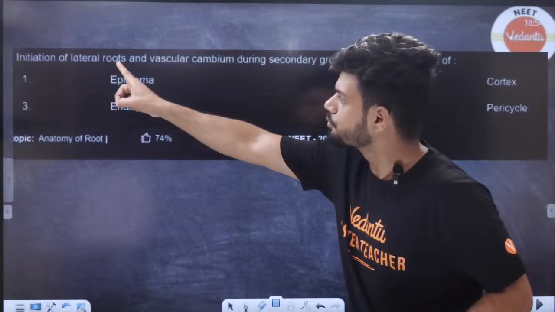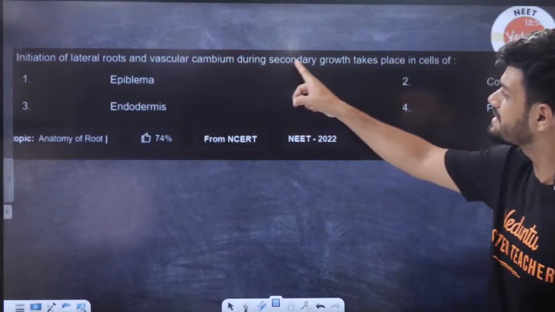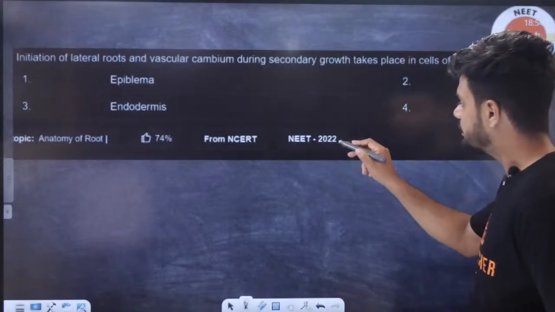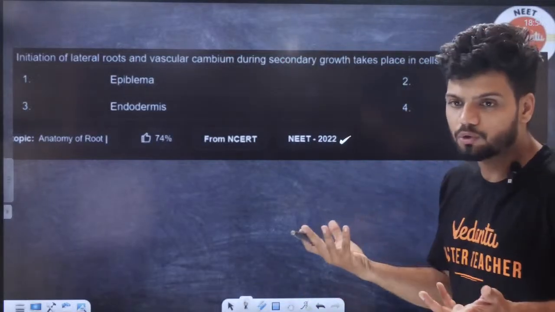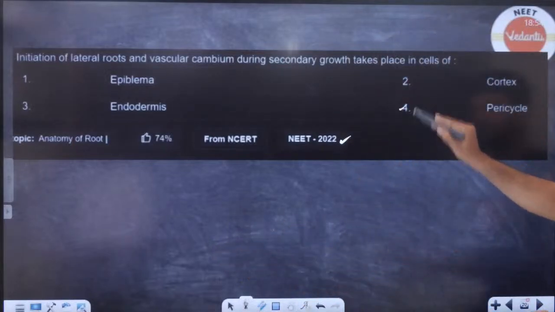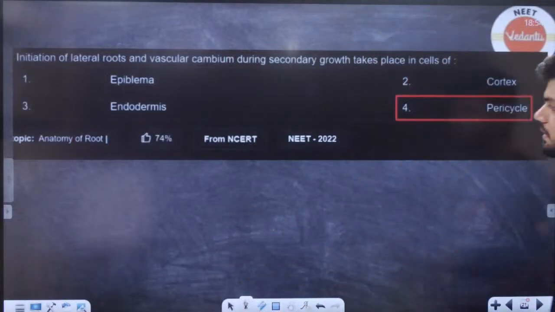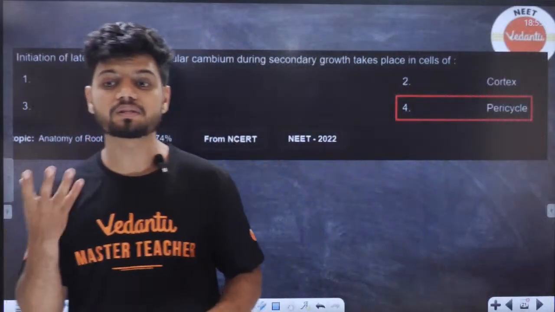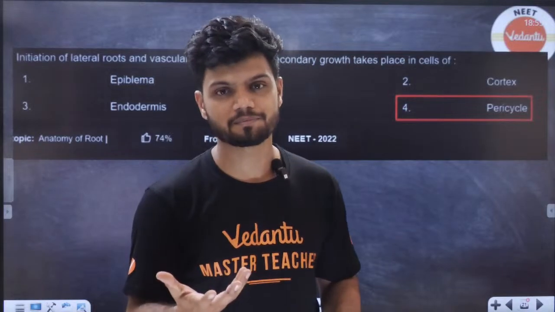Initiation of lateral roots and vascular cambium during secondary growth takes place in. It is a NEET 2022 question. Initiation of lateral roots, two main functions we learned. That is your pericycle. Yes or no? In pericycle we learned that initiation of lateral roots as well as secondary growth is taking place.